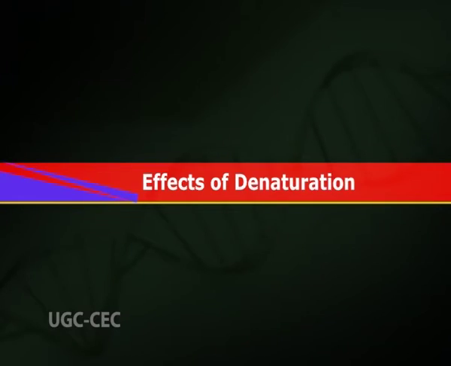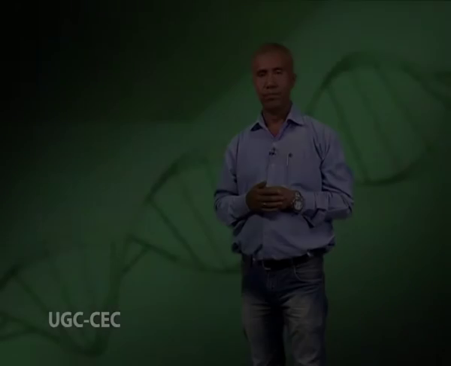Effect of denaturation. When there is denaturation, the native double helix undergoes transition into a randomly looped form, which is a single-stranded or denatured DNA. Along with these structural changes, the following changes are observed in the properties of DNA.